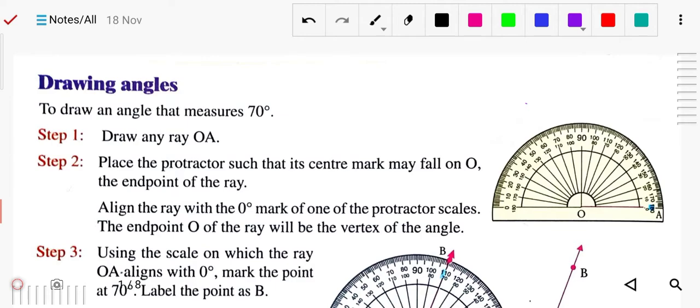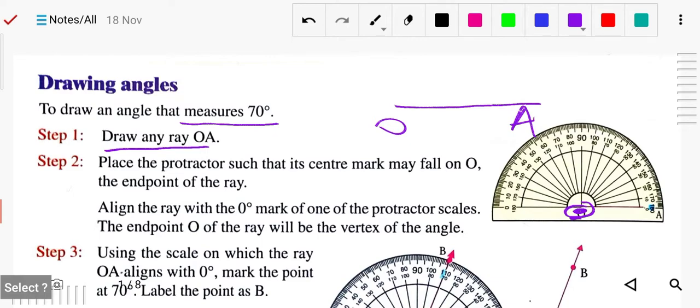First of all, what we have to do, in this example you can see, we have to draw an angle of 70 degrees. So, step 1, we have to draw any ray OA. Suppose any line you draw, like any ray. Then place the protractor such that its center mark falls on O. Suppose I have named this point O and this is A. This center point of the protractor, you have to place here.